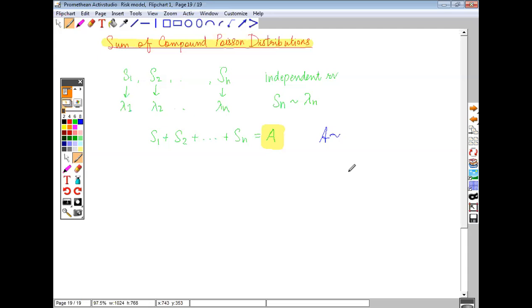We don't know. The derivation for this is really not in the syllabus, and I think it's really not that difficult either. But just to start off with what we will be ending up with, let me just say that A here will also follow a Poisson distribution, but with some parameter, which is this. So does anyone know what this is?